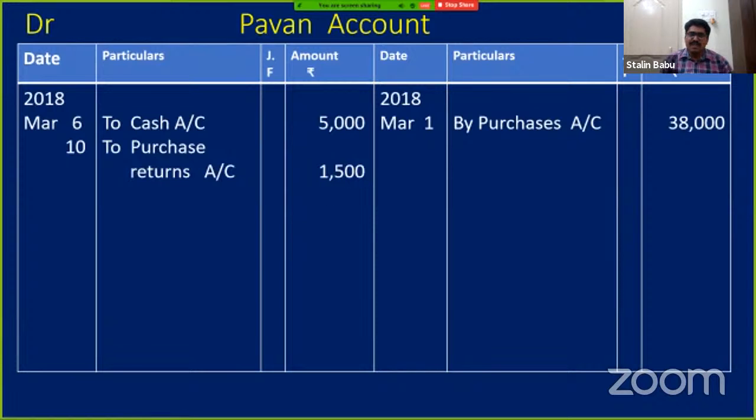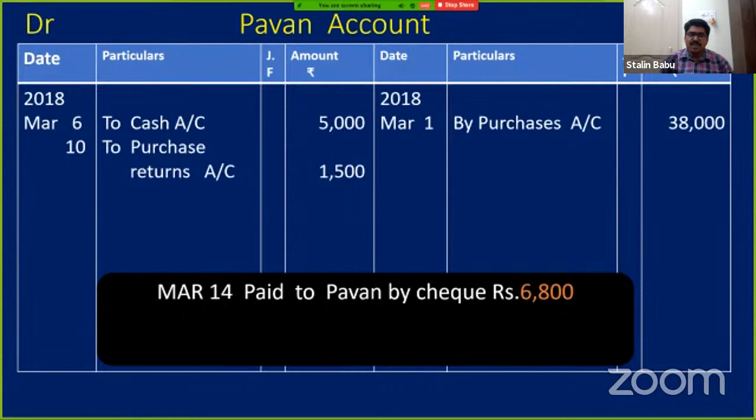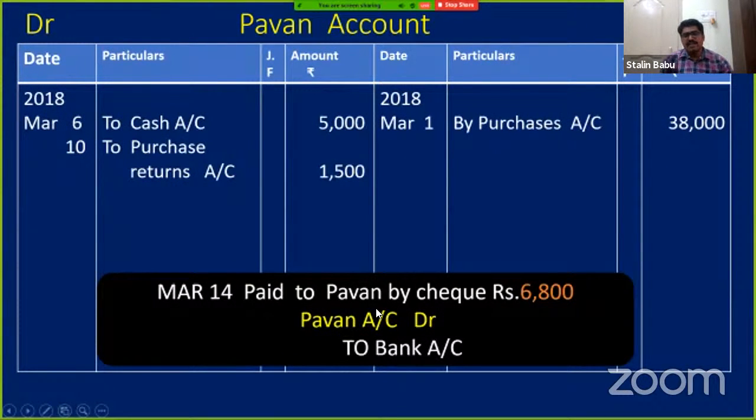Okay. Let us see the next transaction. On March 14, paid to Pawan by cheque. We are paying to Pawan by cheque. He is the receiver. So the entry is Pawan account debit to bank account. We are paying through cheque. That's why we write bank account. So who is the receiver? Pawan. So the entry is Pawan account debit to bank account.